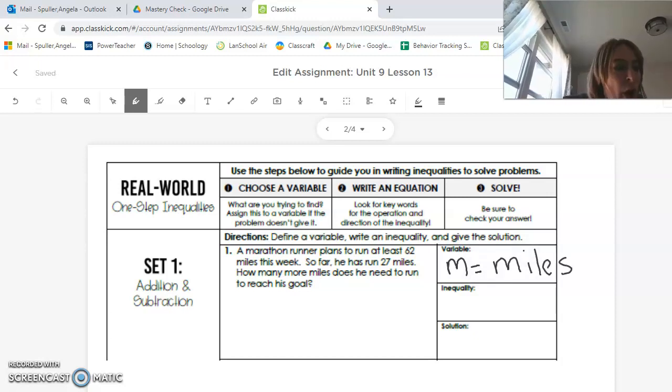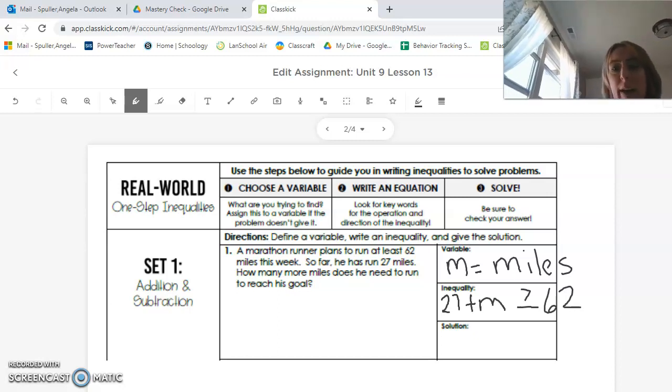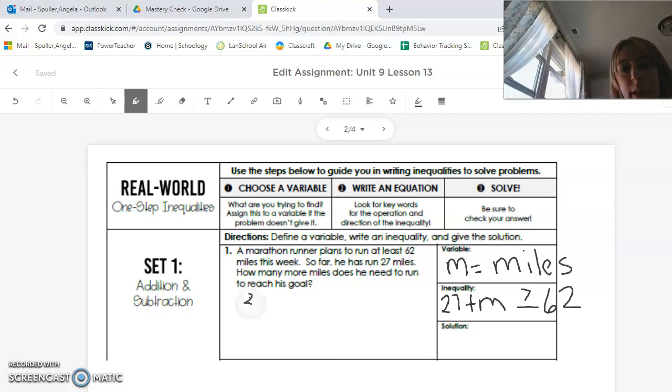Now, we know he's run 27, and we know that if he runs more, it has to be greater than or equal to 62 because he has to run at least that. So he can go to 62 miles, but he can go further, right? All right, so then to solve that, 27 plus m is greater than or equal to 62.